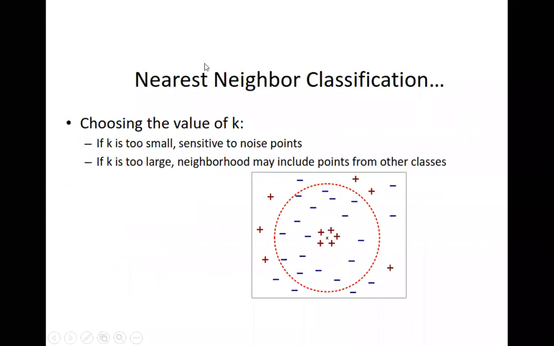And challenges, some how to choose the K value. If K is too small, it will be sensitive to the noise points. Again, I will show you what noise means. You don't know in data what is noise and all. We shall see those things later.